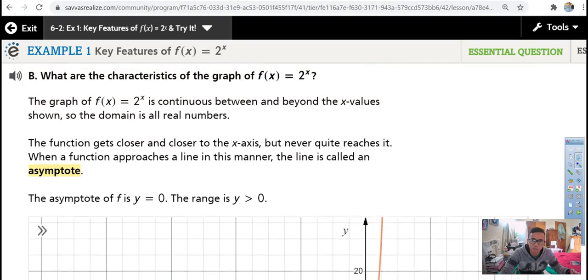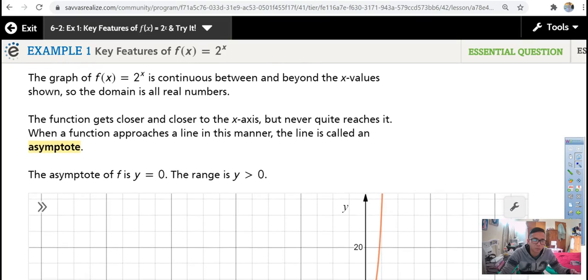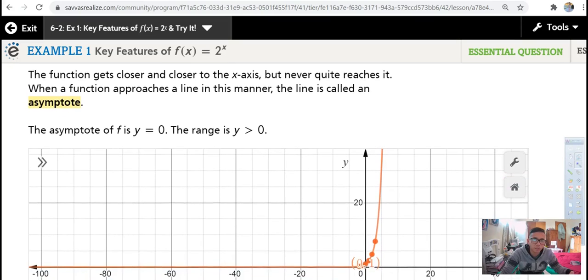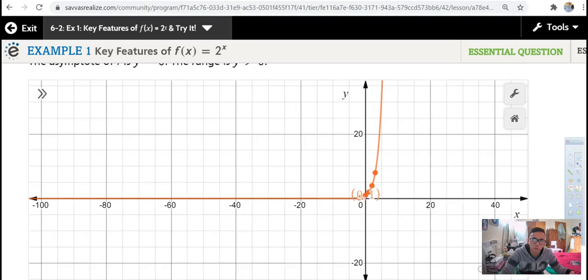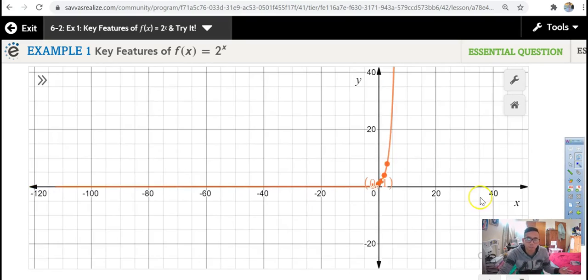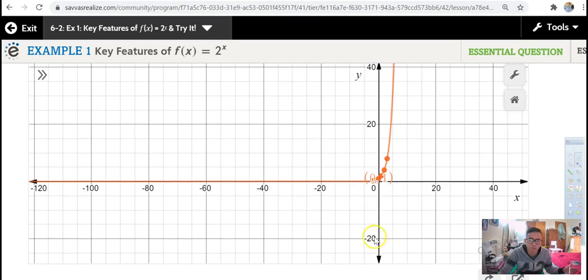Okay, so there's the values of x. The function gets closer and closer to the x-axis but never quite reaches it. When the function approaches the line in this manner, the line is called an asymptote. So in this example, the domain is all real numbers, so the range here now is y is greater than 0. There is no negative range in this example that we have.